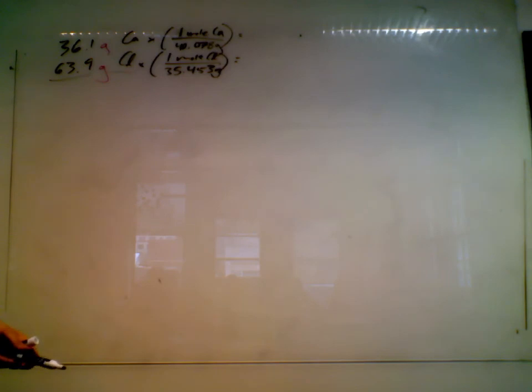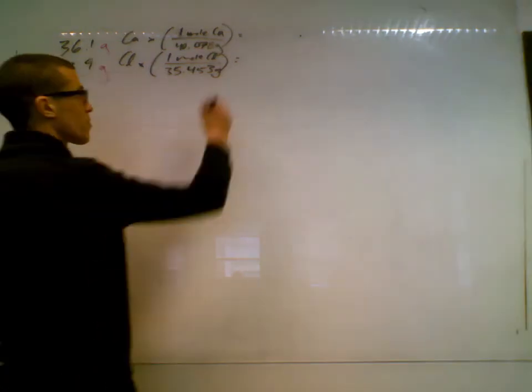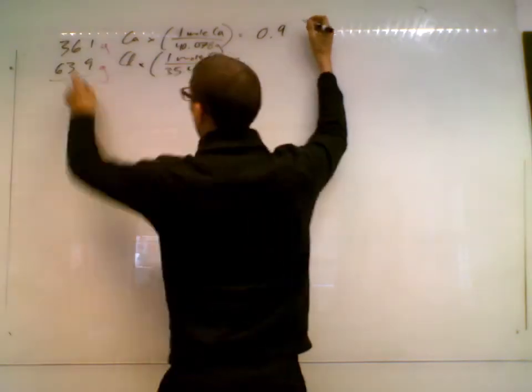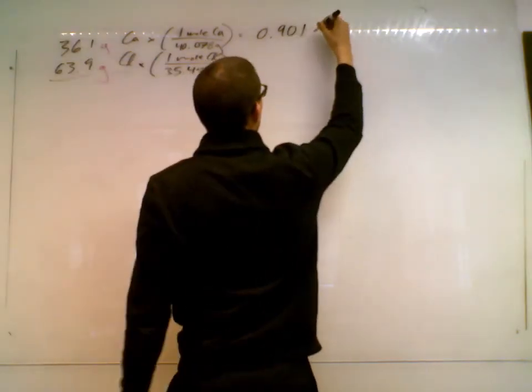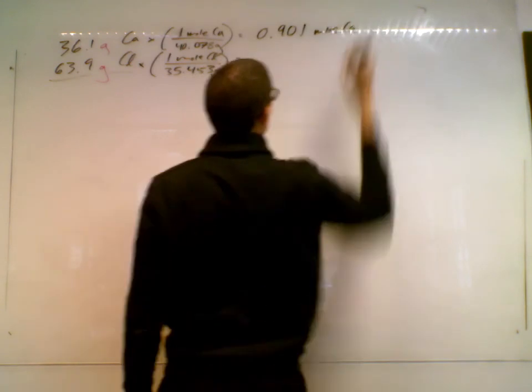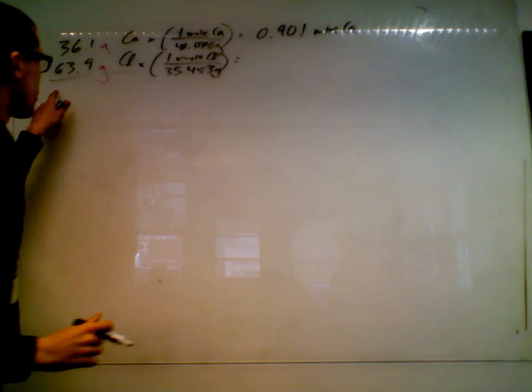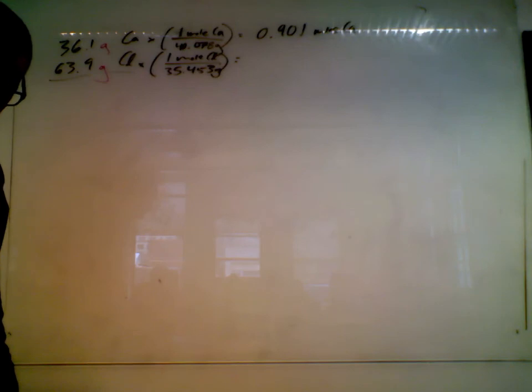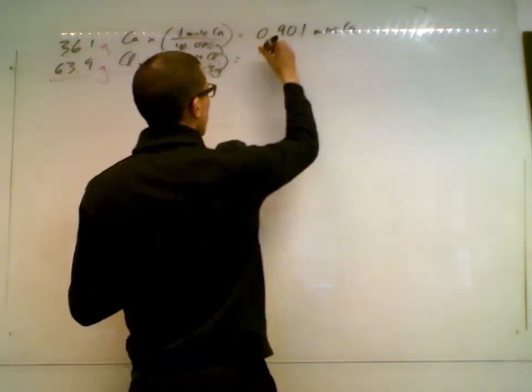36.1 divided by 40.078. What is that? I'd like you to be typing this in just so we can make sure that we don't make any calculator errors here. Because, believe me, calculator errors slip in. We got 0.901 moles of calcium. And this, let's see, it's 63.9 divided by 35.453. Good, that's what I got too. 1.80.